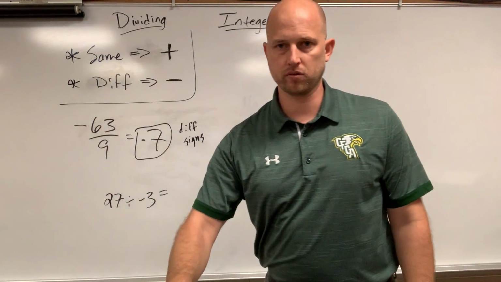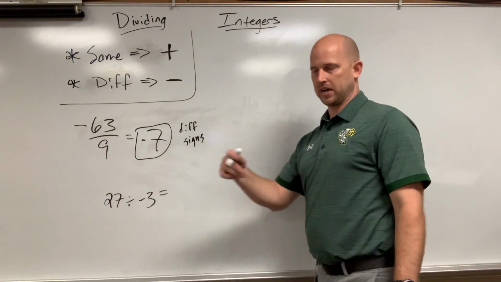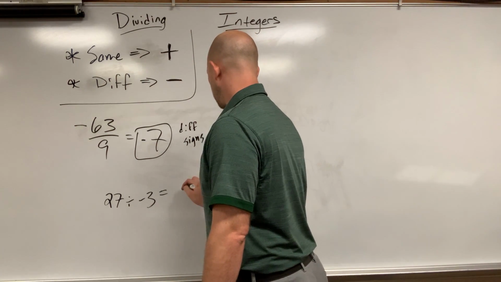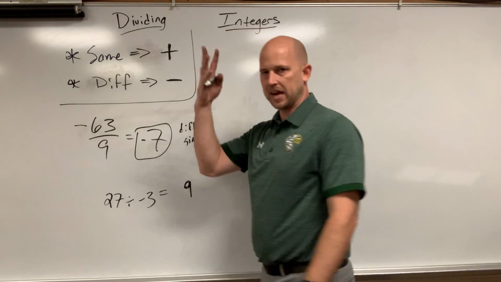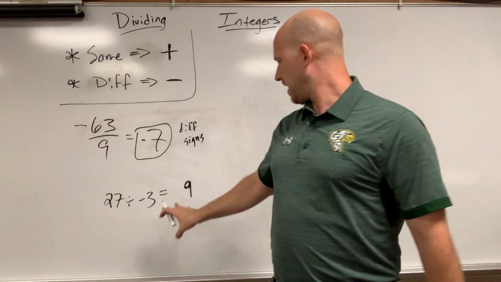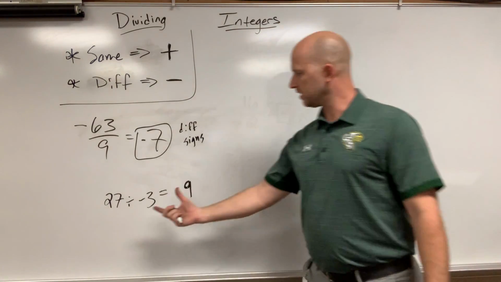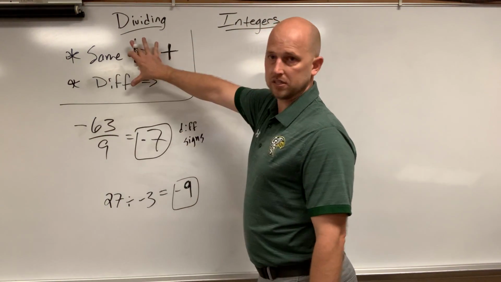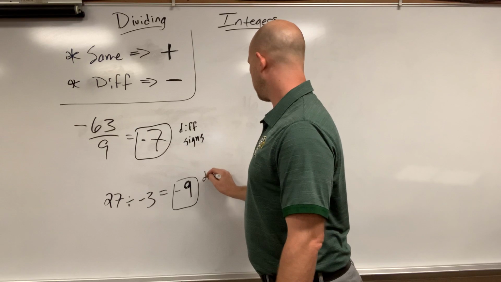3 goes into 27 9 times. 10 is 30, so 9 is 27. However you do it, if you just know your 9 times tables, you get 9. Different signs. Different signs are always negative. It says it up here. And we are done, negative 9.